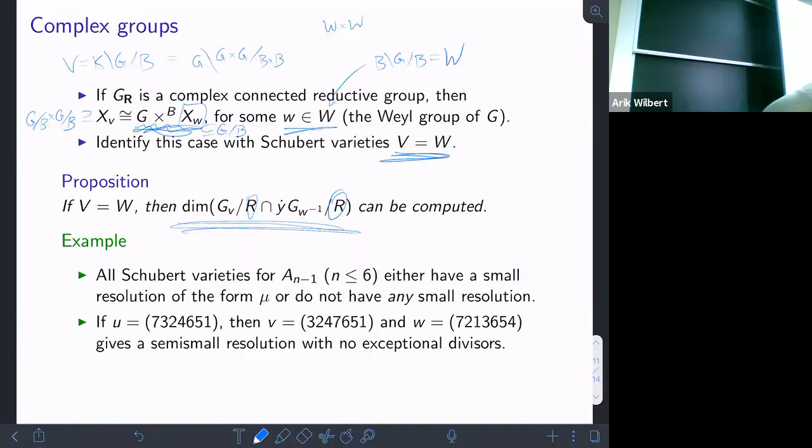So here's an example. For all Schubert varieties, I say A_{n-1} because that corresponds to W equals S_n. If you go up to n at most 6, so up to S6, you can describe exactly which Schubert varieties have small resolutions: the ones that do have one of the form that we've been looking at, and the ones that don't have factorial singular locus. But if you go up to S7, here's the smallest one that I actually don't know. I don't know if this has a small resolution or not.